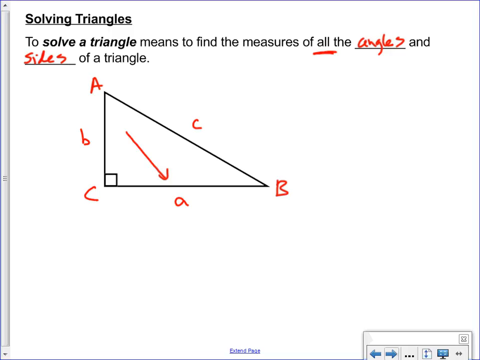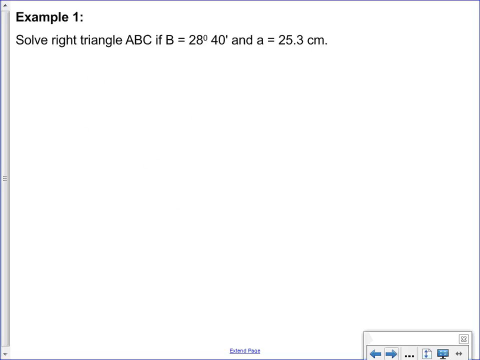Since we're working with right triangles, one angle is always given. What angle is that? It's 90. So you'll always have a 90-degree angle somewhere. So you only need 2 more pieces of information to find the other pieces. That's it. So for example, solving the right triangle ABC. Draw the picture.